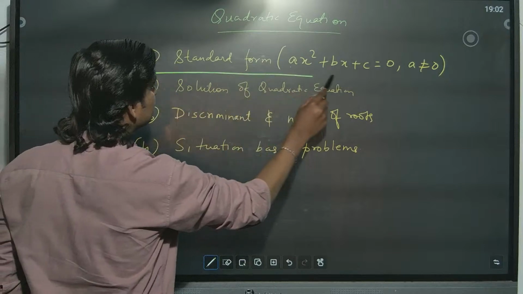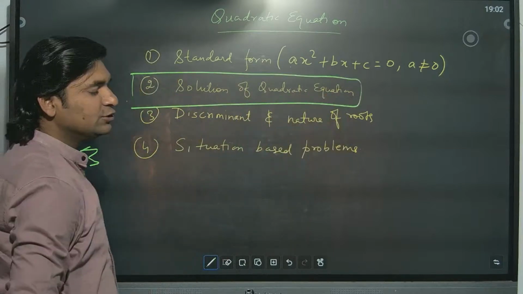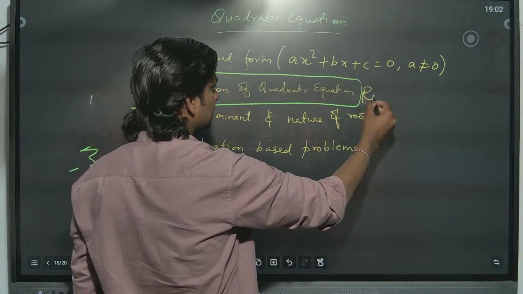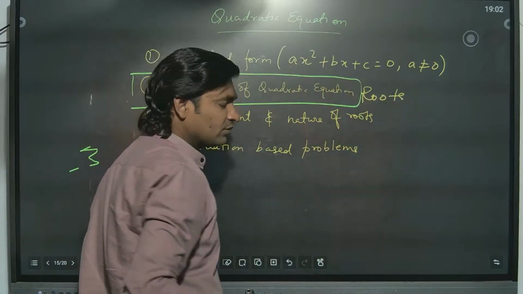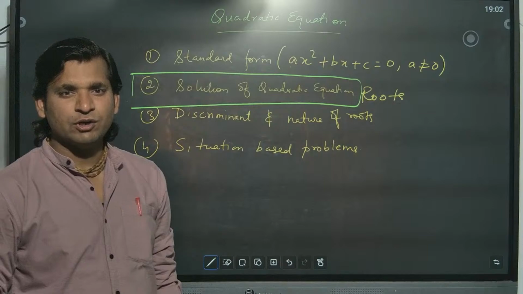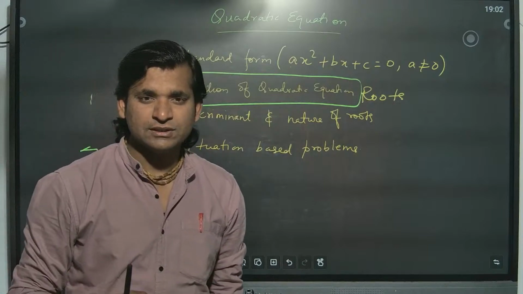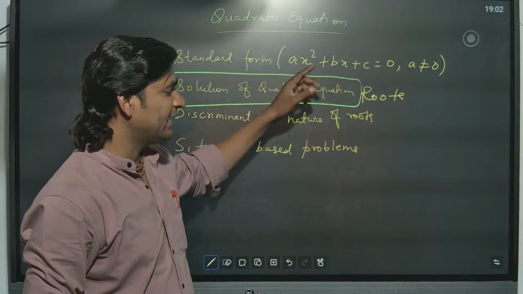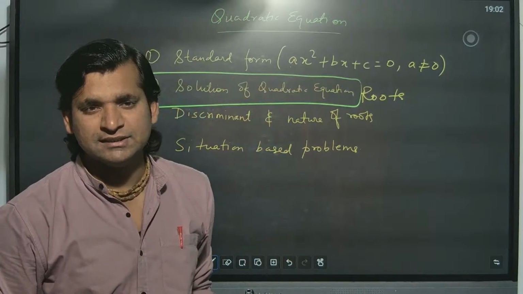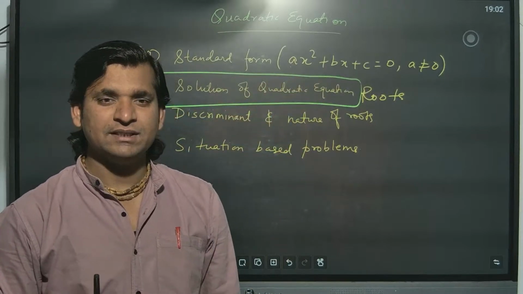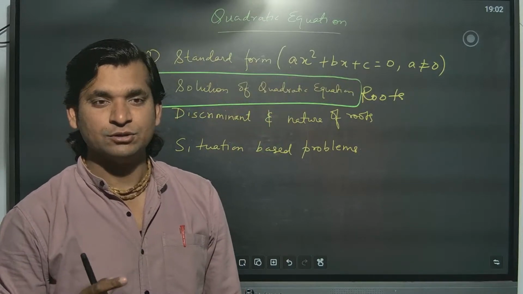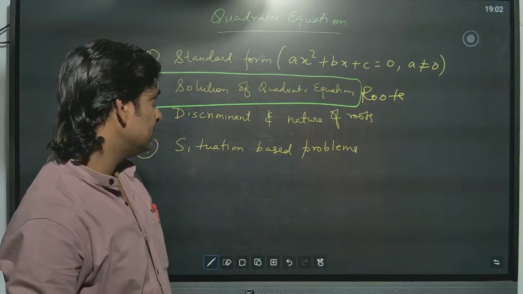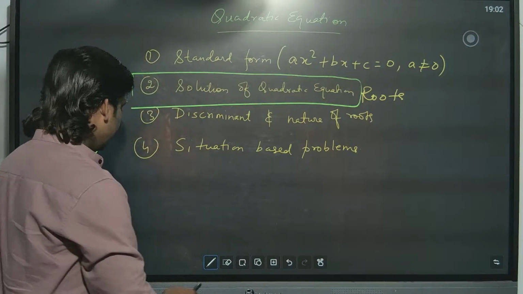The second concept in this is the solution of a quadratic equation. Solution is nothing but finding roots. In this case, we have to find the roots of the equation. So what is a root? A root is nothing but the value of x, as we found in the polynomial chapter. In the polynomial chapter, the value of x is called a zero. Here it is called a root of the quadratic equation. So how will you find it?